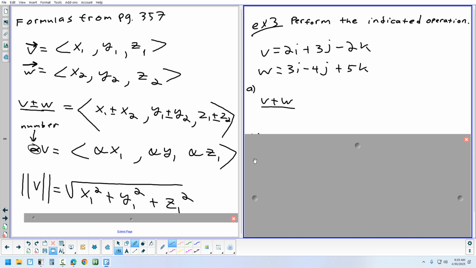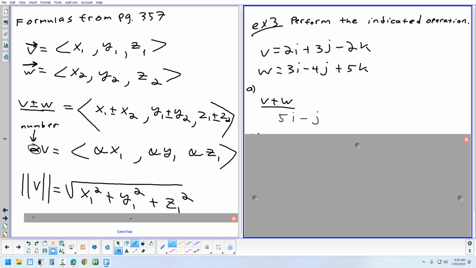Okay, so v is 2i plus 3j minus 2k. And w is 3i minus 4j plus 5k. What's going to be my x-axis component if I add v and w together? 5i. Yep. So we get 5i. How about my y-axis component? Negative j. A negative j.